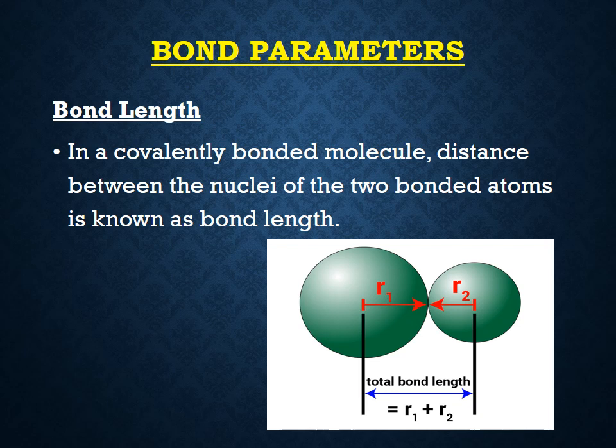Bond length. In a covalently bonded molecule, the distance between the nuclei of the two bonded atoms is known as bond length. Let's see the picture. Here the bond length is equal to R1 plus R2.